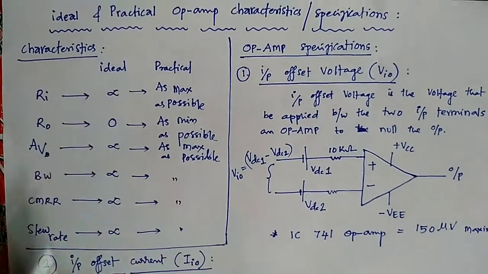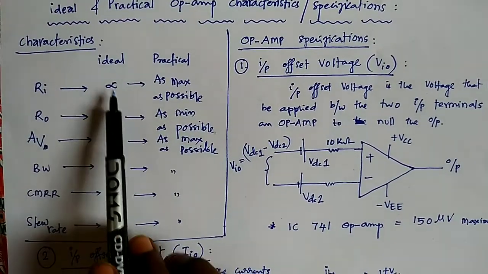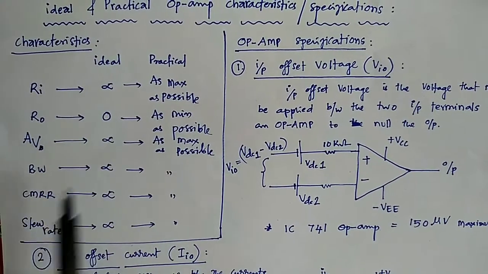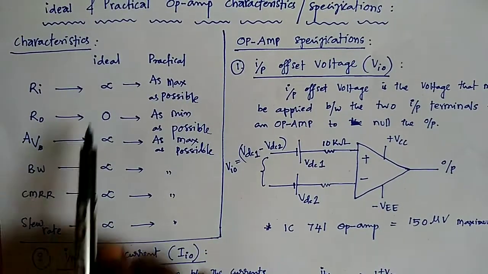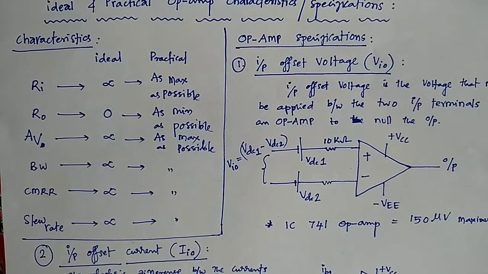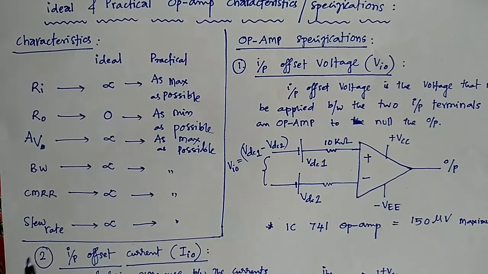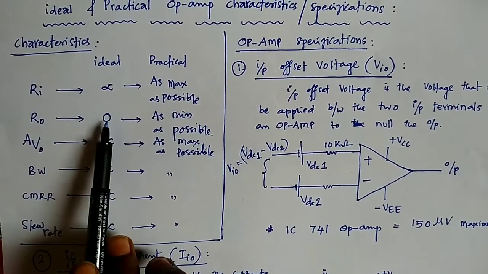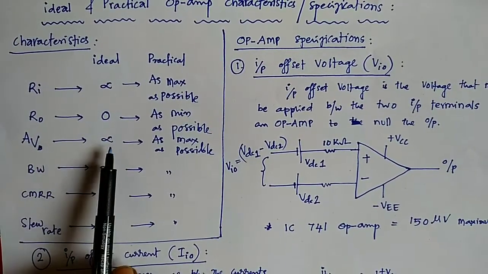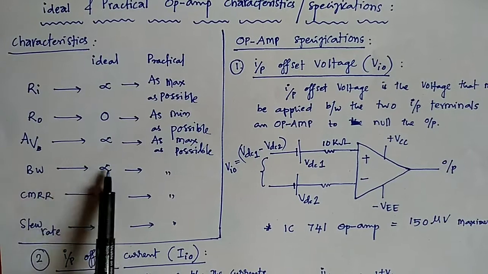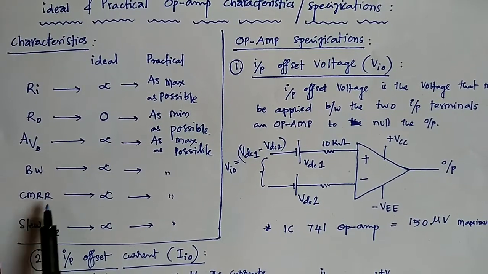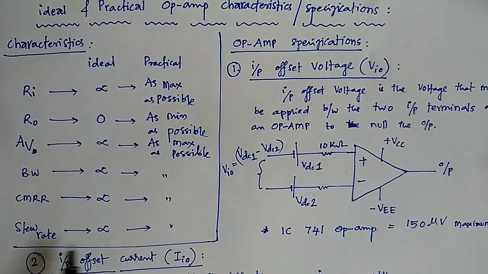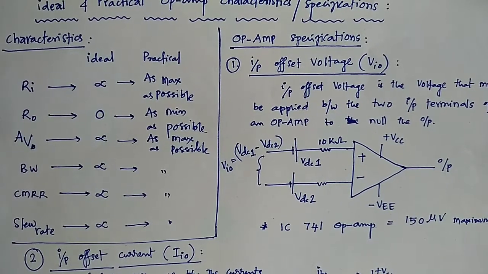First one is ideal characteristics. Except output impedance, all the remaining should be infinite. Ideal characteristics: input impedance infinite, output impedance 0, voltage gain infinite, bandwidth infinity, common mode rejection ratio infinity, slew rate infinite, like that you can take.